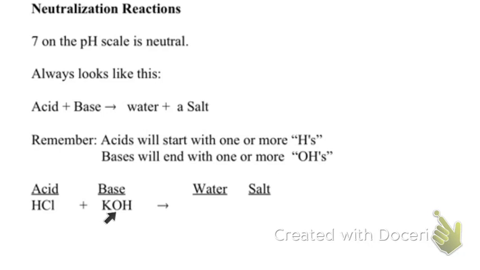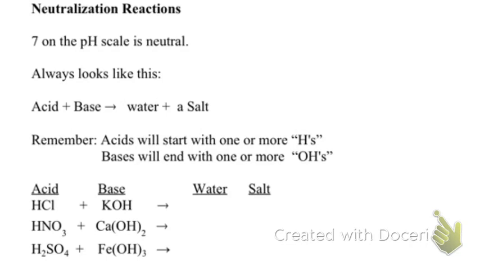So that's my base. I always know that one of the things is going to be water, but first I'm going to show you all three example problems. So my next acid and base are HNO3 plus CaOH2, and then after that H2SO4 plus FeOH3. So these are the three example problems we're going to work.